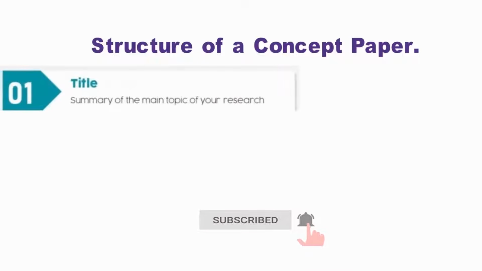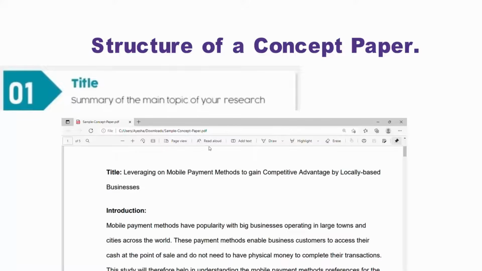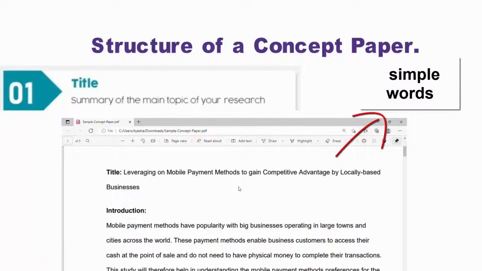We have provided you with a generalized structure that contains elements that can be found in any type of concept paper. 1. Title. The title for your paper must be able to effectively summarize what your research is all about. Use simple words so that people who read the title of your research will know what it's all about even without reading the entire paper.